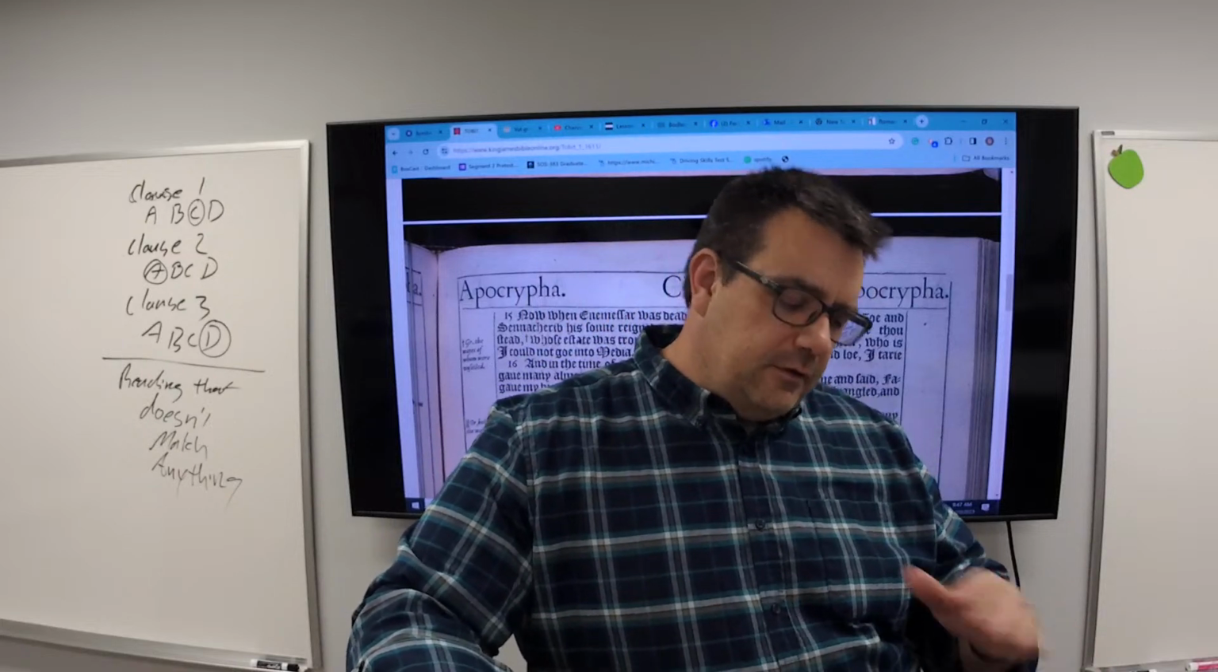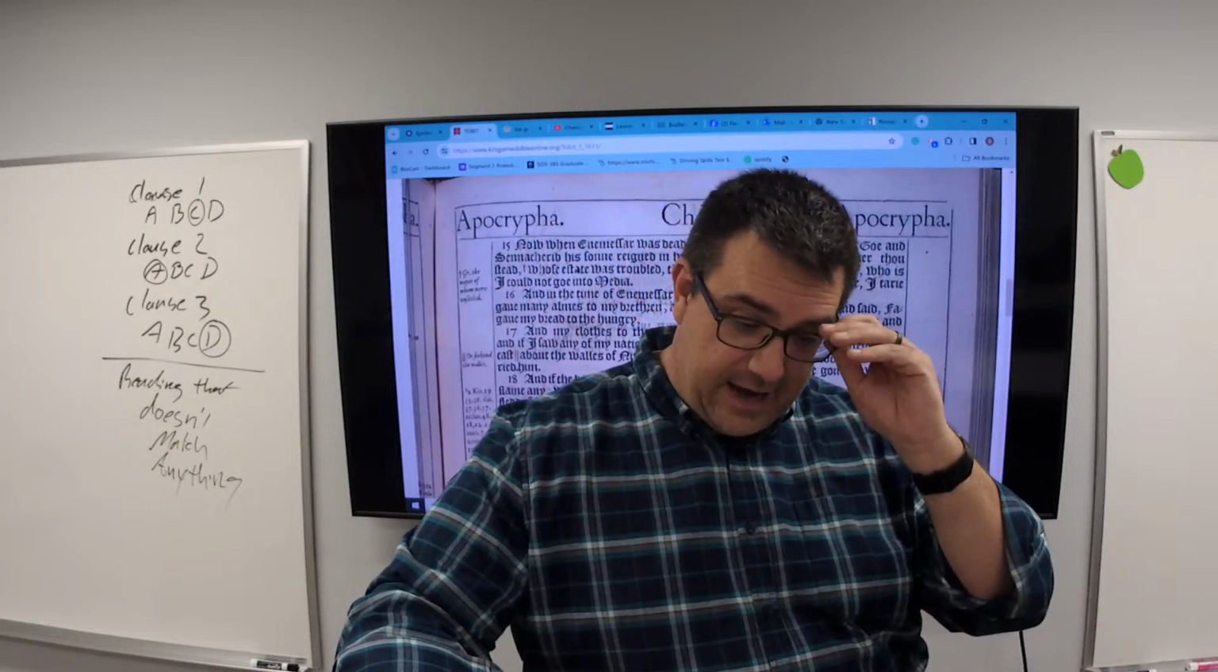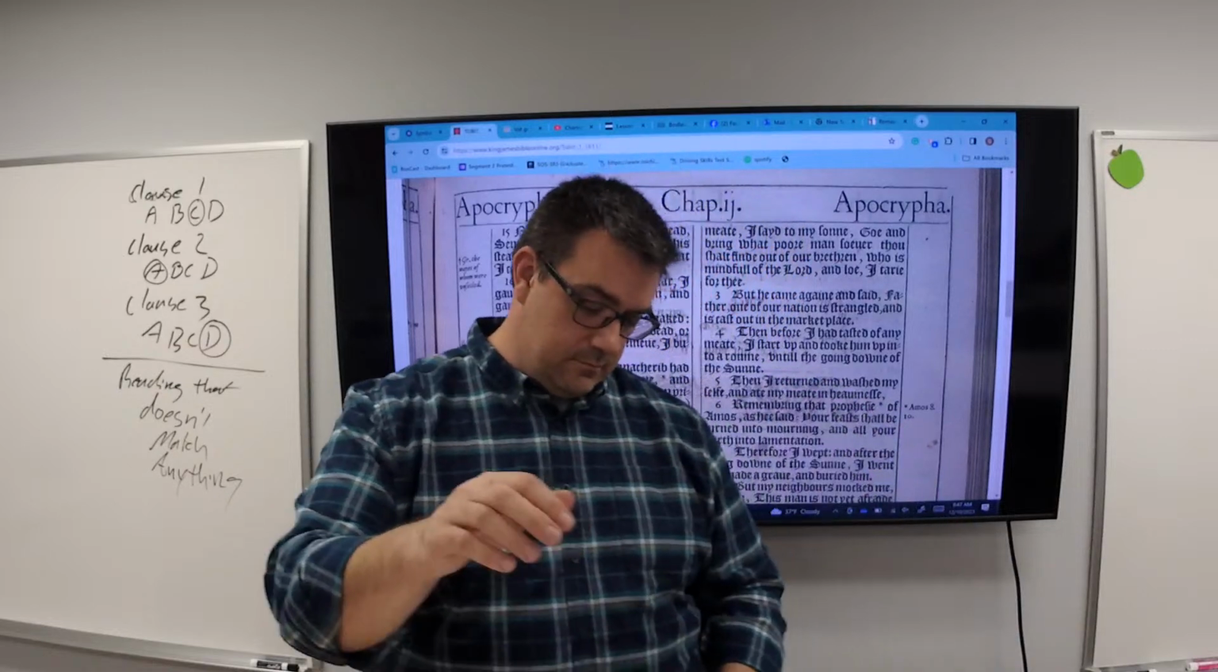So I think there's a very different narrative about all this stuff that emerges when you note these facts regarding the marginal notes in the Apocrypha. Anybody have any questions? What does the word apocrypha mean?